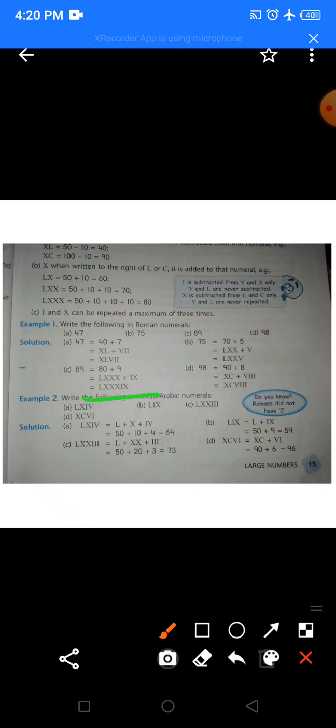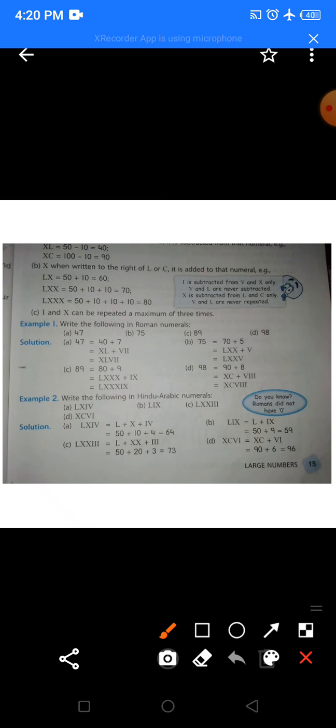Right. Then 98, similarly again 98, how will you write? 98 is 90 plus 8. How will you write 90? You will just subtract 10 from 100 and then write 8. Okay, then you will write it together. Okay, so this you have solved.